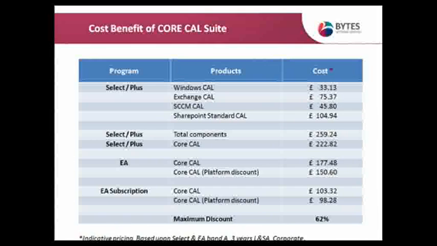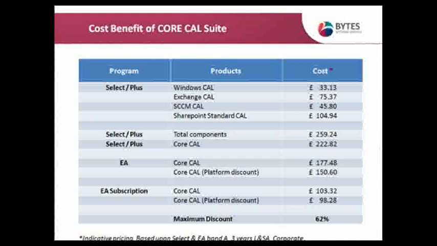If we then compare Select against Enterprise Agreement, Perpetual, we have two options here. We have the Core CAL, if you are literally just licensing Core CAL for all the desktops in your environment, or we have the Core CAL with the platform discount. The platform discount means that you're also going to be taking Office Professional Plus and Windows operating system. But we've already seen on Select a price of £222.82. If we then move that straight onto EA, which would mean you'd have to cover all the desktops in your environment, that price would then move down to £177.48.